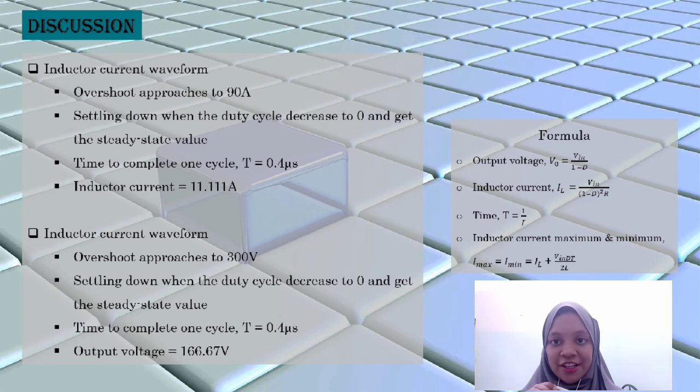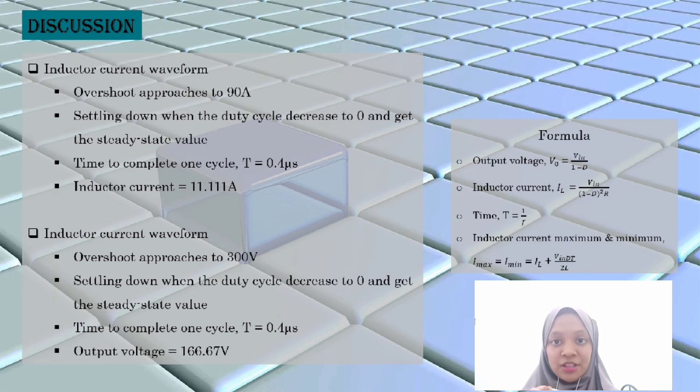My name is Siti Nurshami, and I will explain the discussion of the result. Based on the inductor current waveform observation, the overshoot occurs at the beginning of the waveform and approaches 90 ampere. When the duty cycle decreases to 0, the settling down occurs and the waveform gets into a steady state in a triangle waveform. The inductor current is 11.111 ampere based on the calculation.